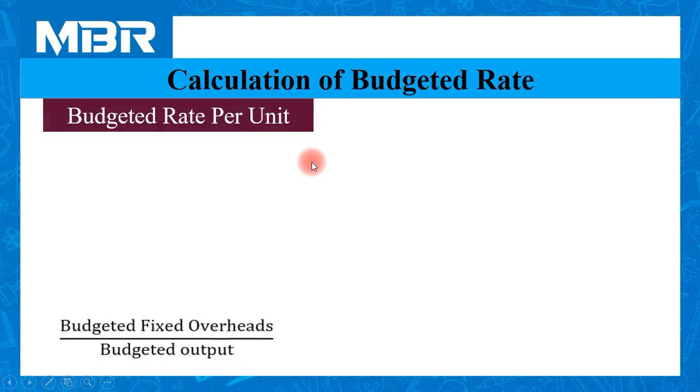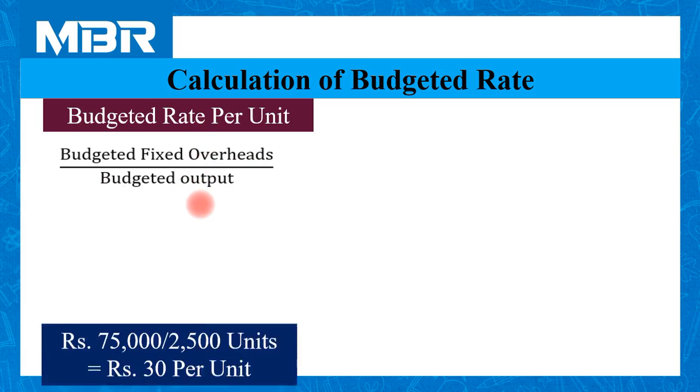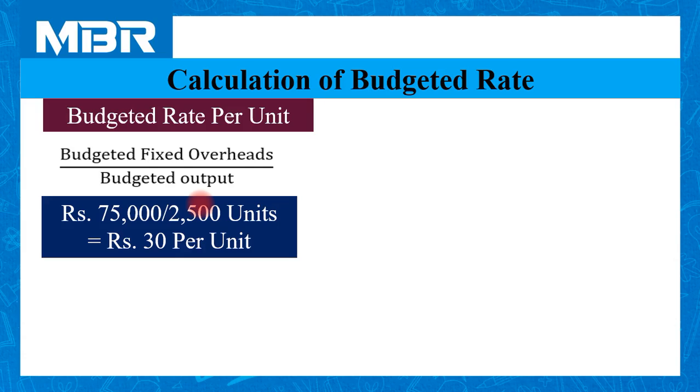First, budgeted rate per unit: budgeted fixed overheads divided by budgeted output. Both these pieces of information are readymade given to us in our question, so no need to worry. Simply find the data and insert it in the formula. 75,000 rupees budgeted fixed overheads divided by budgeted output 2500 units. So it is rupees 30 per unit.